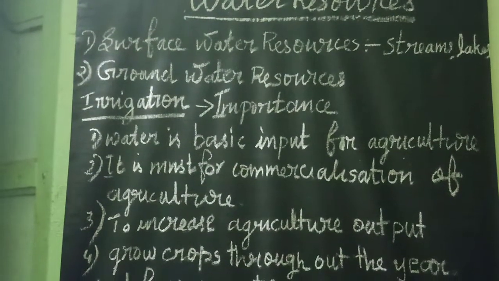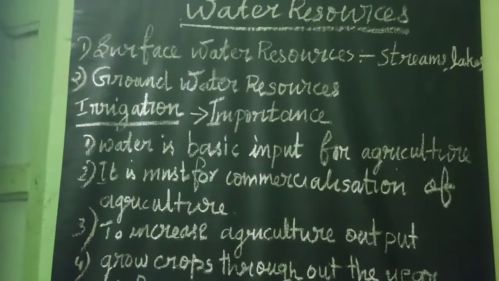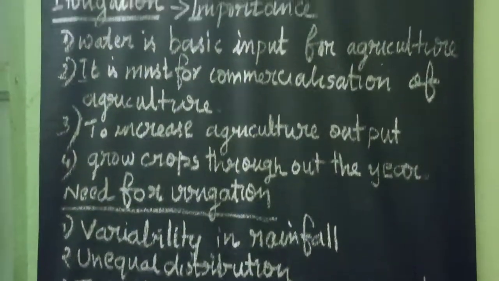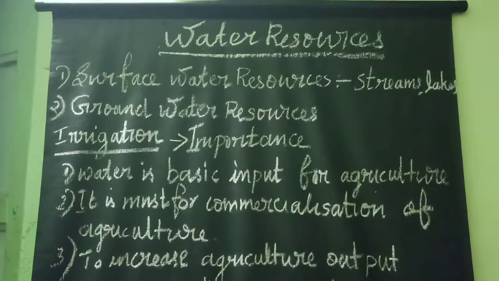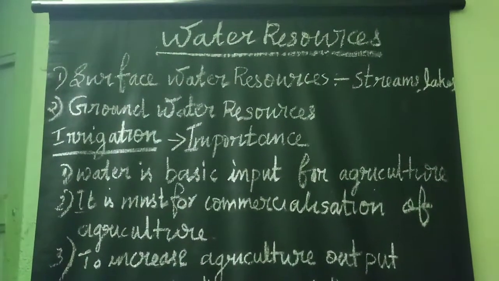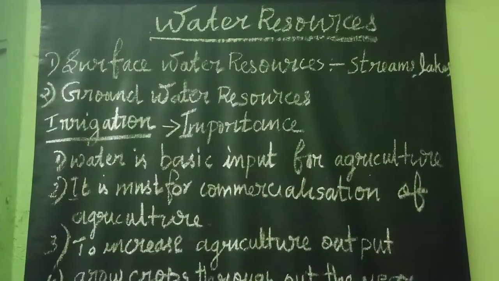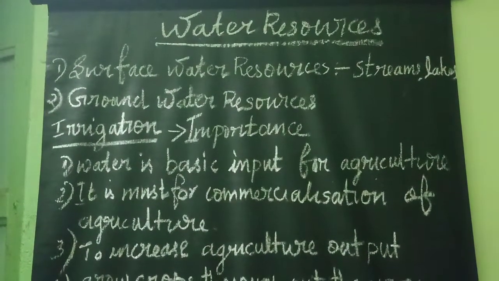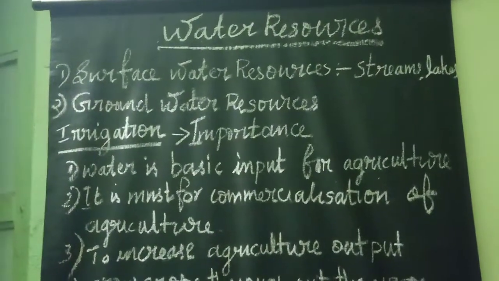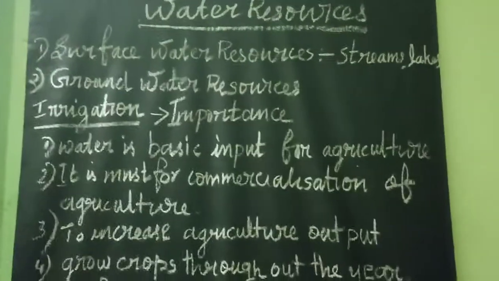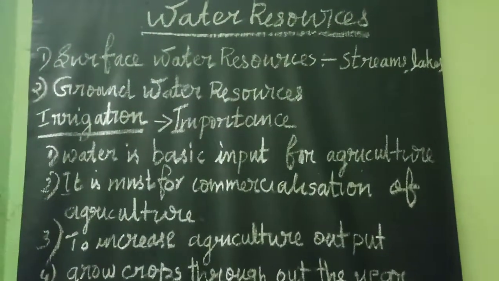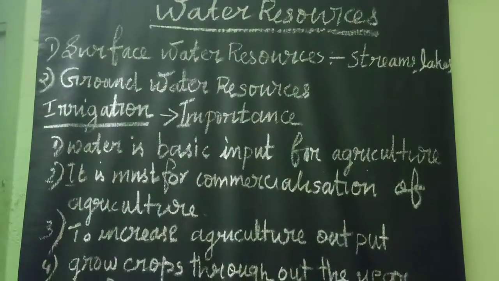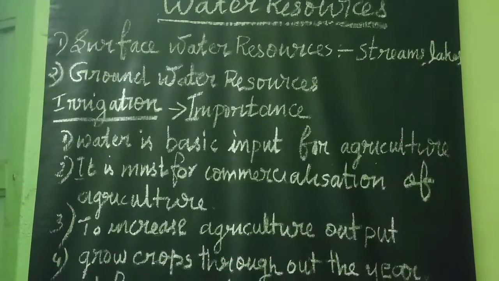Secondly, groundwater resources. What is meant by groundwater resources? Water beneath the surface of the earth which saturates the pores and fractures of sand, gravel and rock formations is called underground water or groundwater resource. The total groundwater resource in the country is about 432 cubic kilometers.